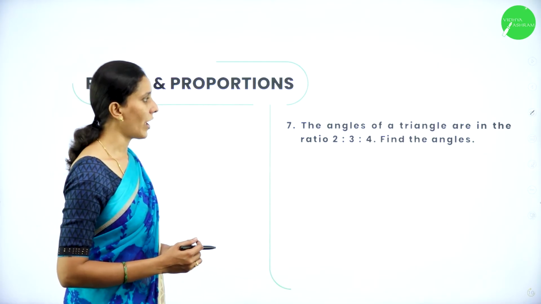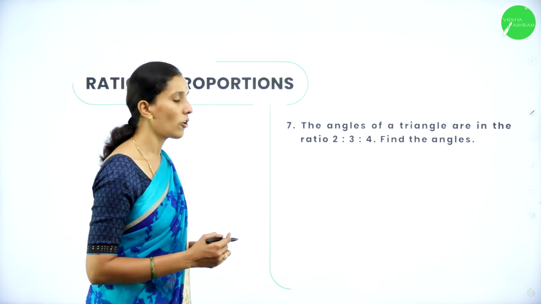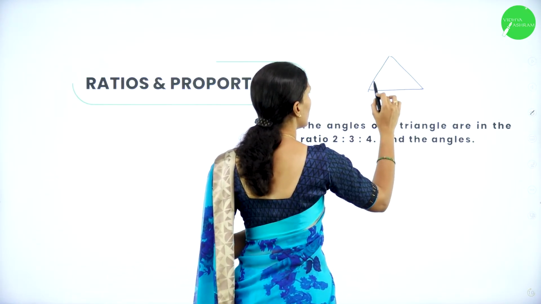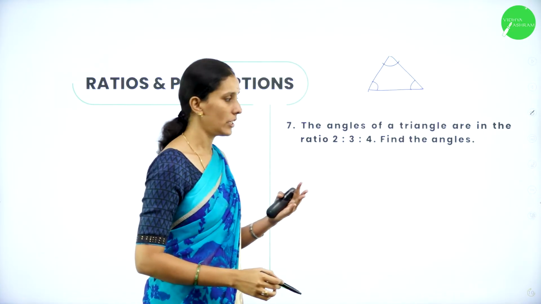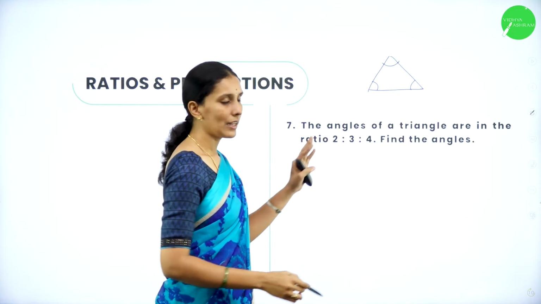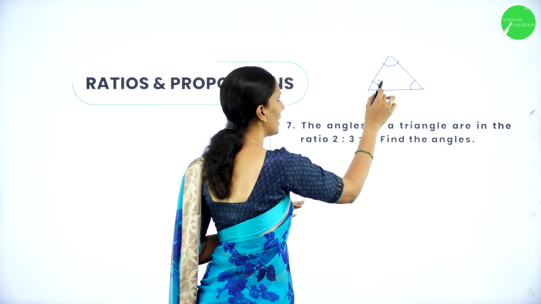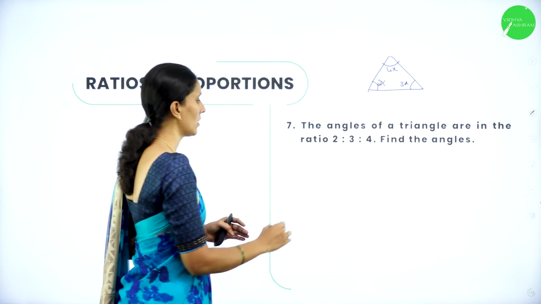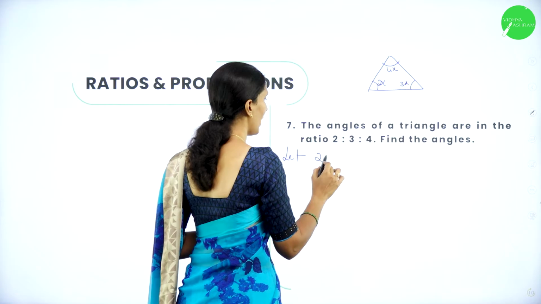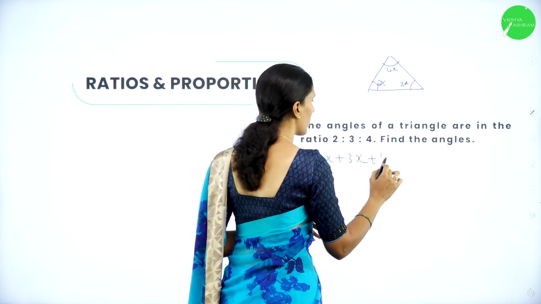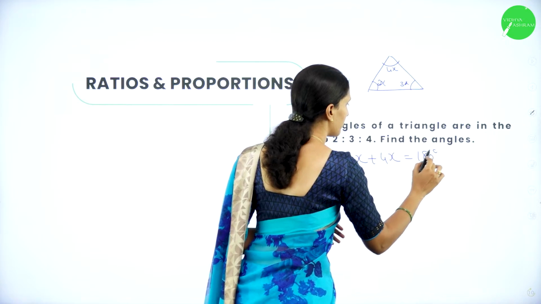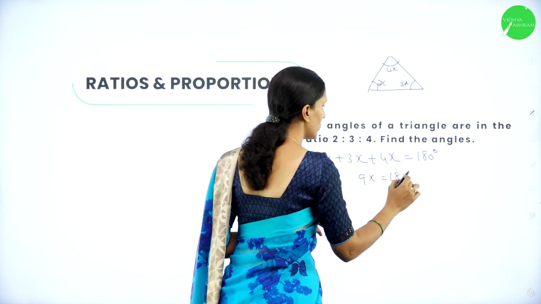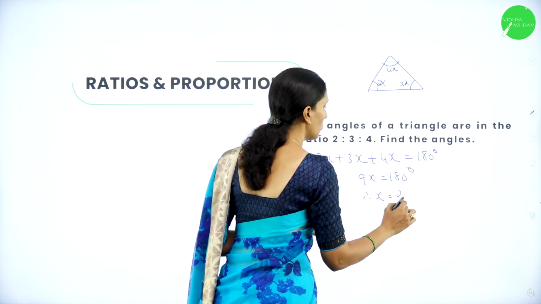Next, the angles of a triangle are in the ratio 2 is to 3 is to 4. Find the angles. For a triangle, the sum of angles is 180 degrees. So if you have the angles in the ratio 2 is to 3 is to 4, I'll take it as 2x, 3x, 4x. Then their sum is 180. So 2x plus 3x plus 4x is equal to 180. Then 9x is equal to 180 degrees. So therefore, x is equal to 20 degrees.